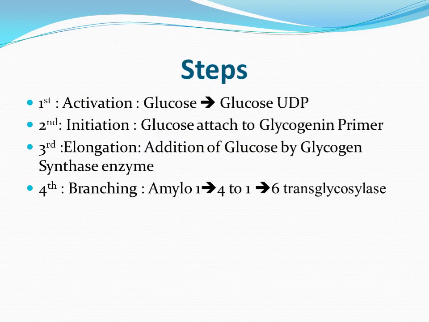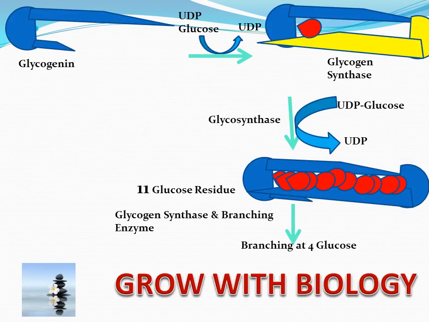So we have four steps. First step is the activation, that is glucose gets activated to form glucose UDP. Second step is initiation, where glucose gets attached to the glycogenin primer. Third step is elongation, where addition of glucose to the glycogenic primer is done by glycogen synthase enzyme. And the fourth step is branching, where the amylo 1,4 to 1,6 transglycosylase enzyme does branching by breaking one linear strand and forming one branch. So these are the four steps which are followed in glycogen synthesis.